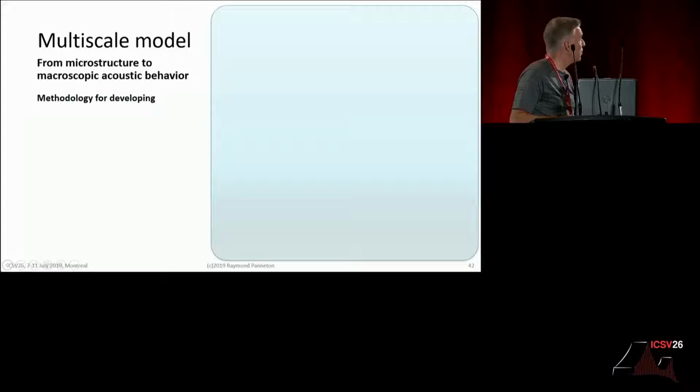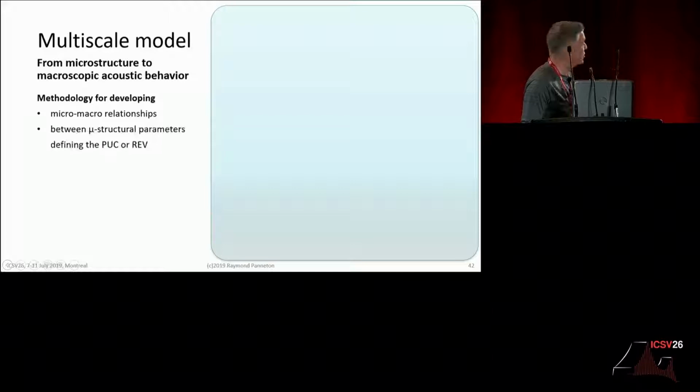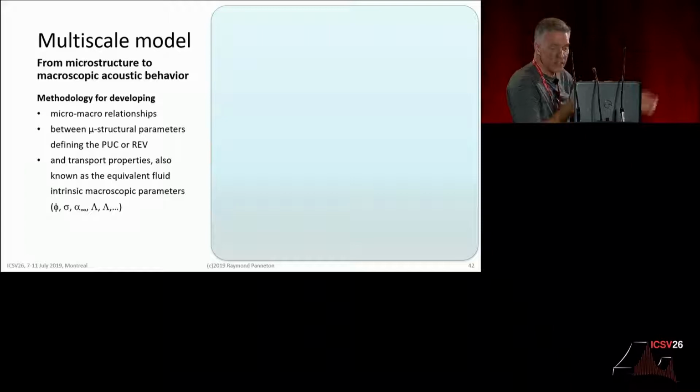So you have this type of model for different structures, and then we go to the multi-scale model, from the microstructure to the macrostructure. So the objective here is to have this methodology, from micro to macro, to develop this micro-to-macro relationship between microstructural parameters defining either the periodic cell or the representative volumes, and transport properties, also known as the equivalent intrinsic macroscopic properties, porosity, flow resistivity, and so on.